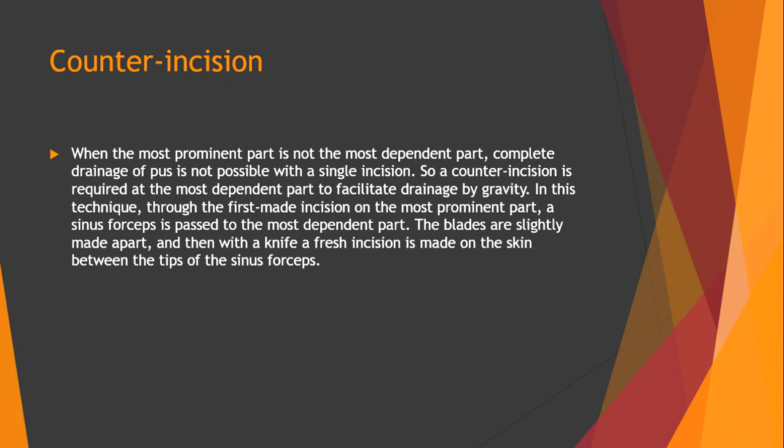Counter-incision. When the most prominent part is not the most dependent part, complete drainage of pus is not possible with a single incision, so a counter-incision is required at the most dependent part to facilitate drainage by gravity. In this technique, through the first incision made on the most prominent part, a sinus forceps is passed to the most dependent part. The blades are slightly made apart, and then with a knife a fresh incision is made on the skin between the tips of the sinus forceps.